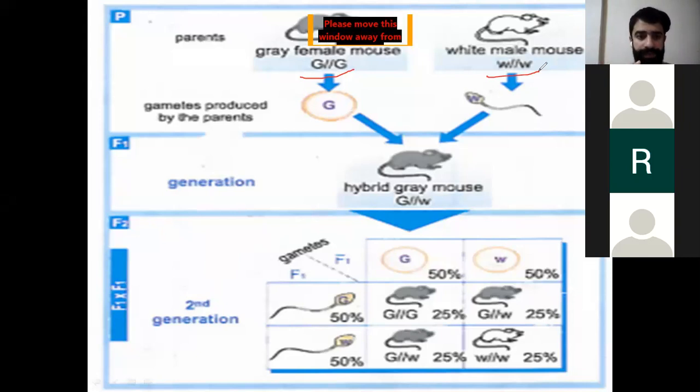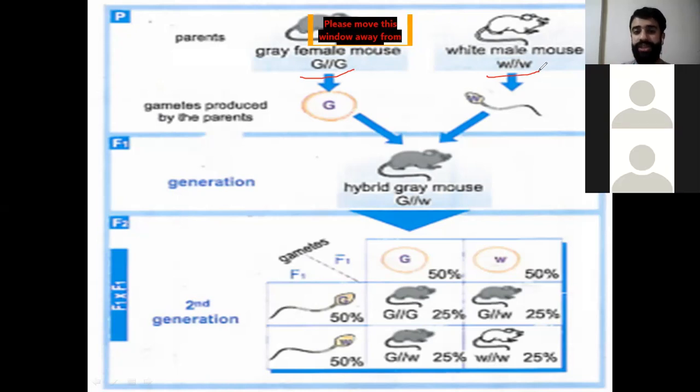Moving now, we have GG. The genotype for the gray mouse is GG. What are the possible genotypes for this individual? They are GG. What are the gametes? If we have GG, what are the possibilities of the gametes? G 100%. Excellent. So we have 100% G. There is no chance to have other than G. So this is called 100% G, only one type of gamete.